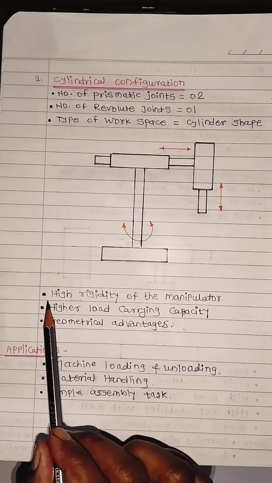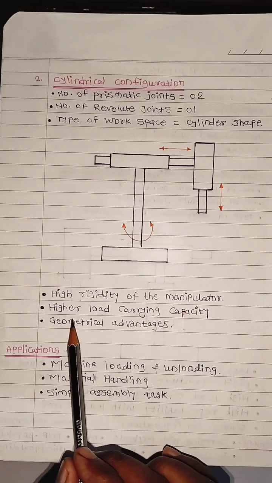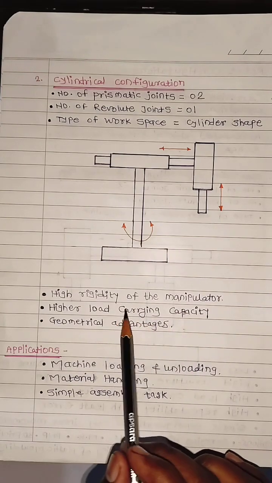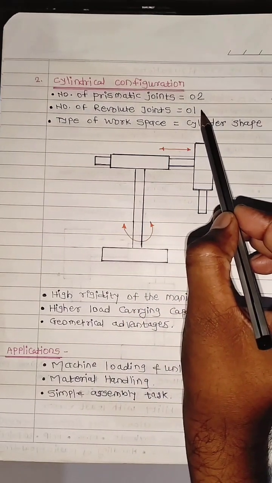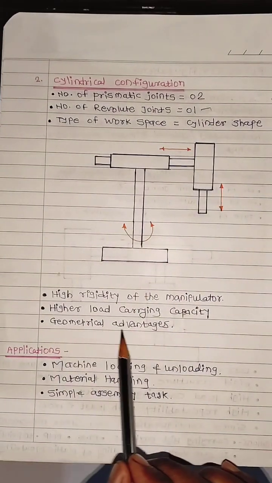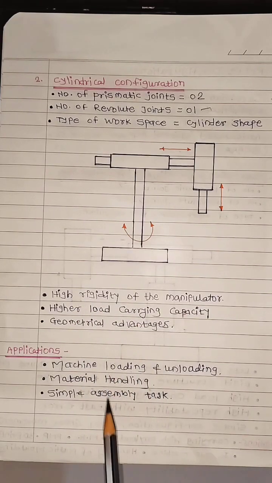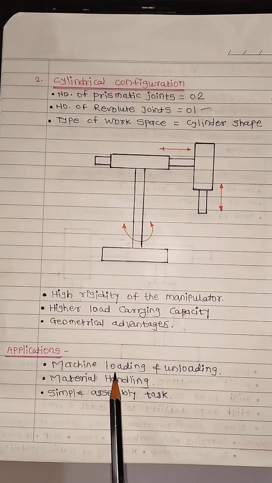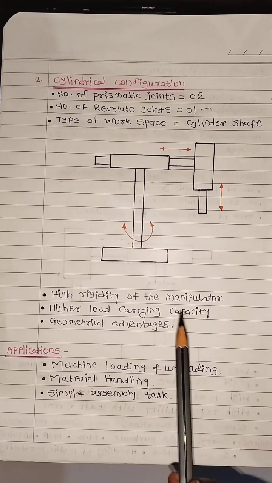Then this type of configuration has high rigidity of the manipulator and higher load carrying capacity, like the Cartesian or rectangular type configuration, and it has geometrical advantages, meaning one revolute joint is provided here. This type of configuration can generally be used where machine loading and unloading operations are to be done. So for loading as well as unloading purposes, this type of configuration can be used.